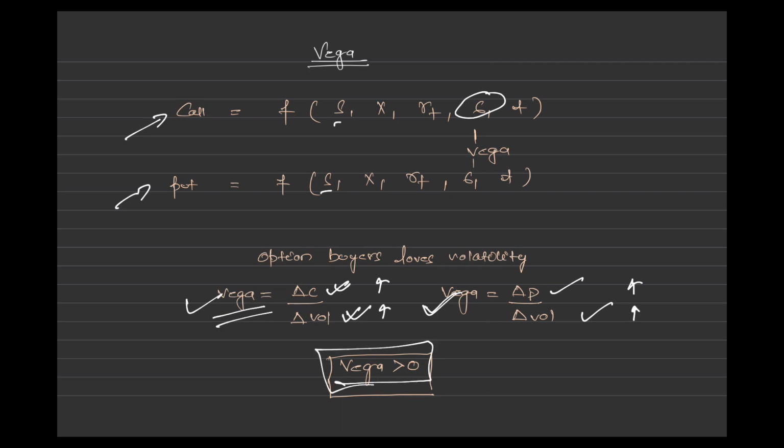Option buyers love volatility. So if you're buying the option, the Vega is positive for you. But if you're selling the option, then Vega will move in the opposite direction because a call seller does not love volatility. He hates volatility, and the underlying asset volatility moves in the opposite direction for the option seller. Option buyer loves volatility. Option seller hates volatility. So if you're selling the option, Vega will be negative for you. If you're buying the option, the Vega is always positive for you.